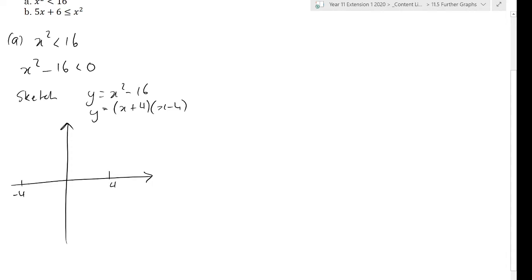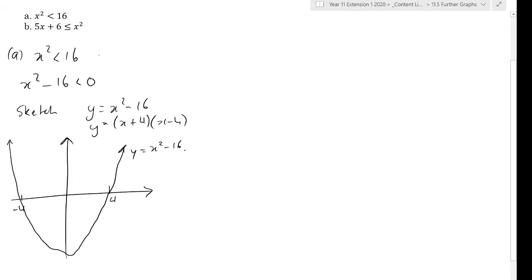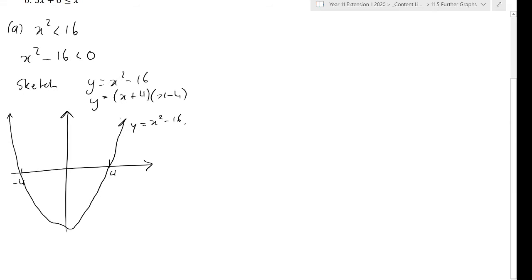So we've got something like that. We know it's a negative. I don't really care. All I really care about is where my intercepts are, okay? So this is y is equal to x squared minus 16. Now, our original inequation is x squared is less than 16, or x squared minus 16 is less than 0. So we're looking for the values where this function is less than 0. Okay, so whereabouts is this function less than 0?